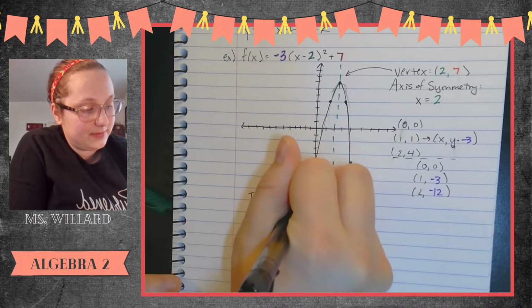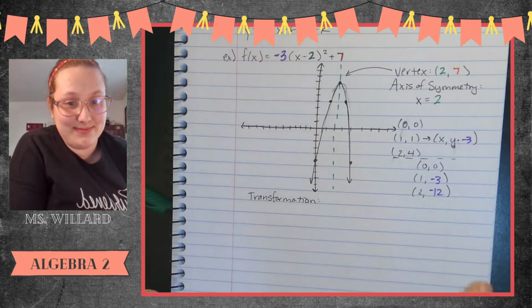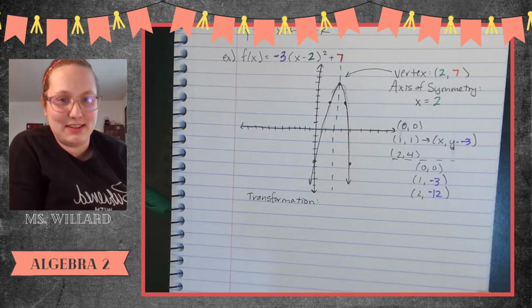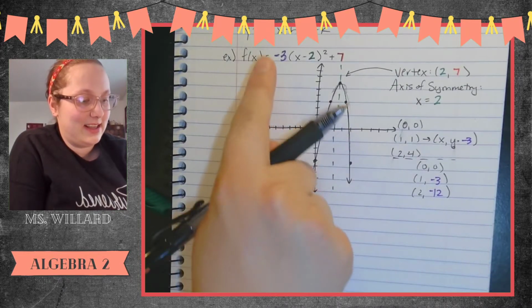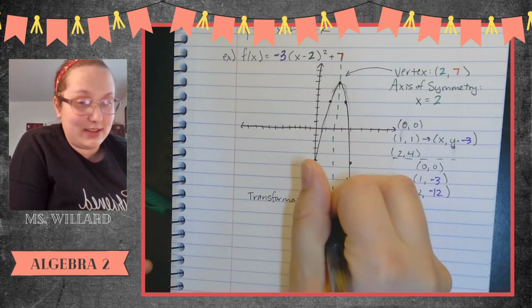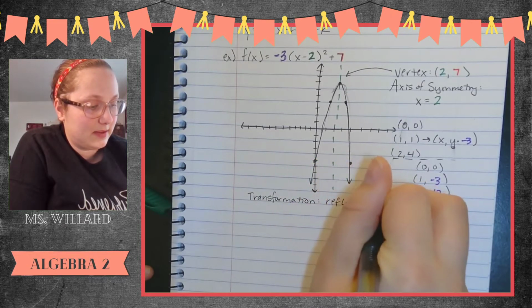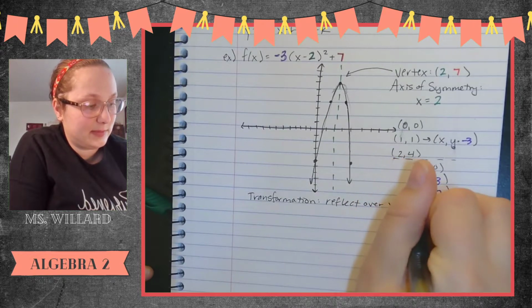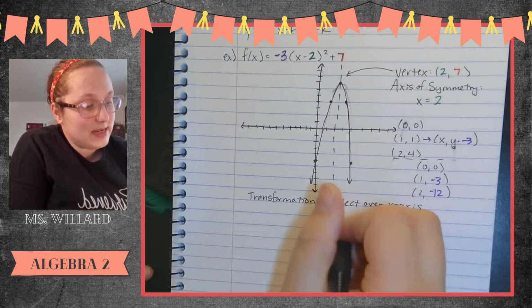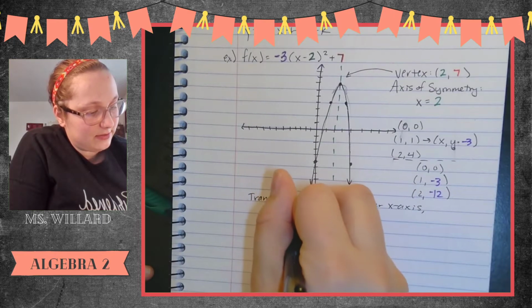Not new. This is not new. We did this. We've done this for 2 days now, the third day of this. The negative is a reflection or a flip. The x-axis. The -3, the 3 part is a vertical stretch of 3.